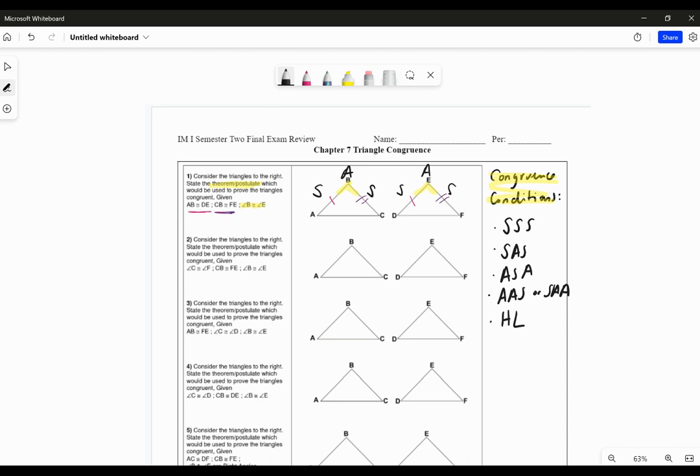So where's my congruence condition? It's side, angle, side. And I'll put that down here. Side, angle, side. Now I can say for certain that those two triangles are congruent given the information. So that's what it's asking you to do on this first page.